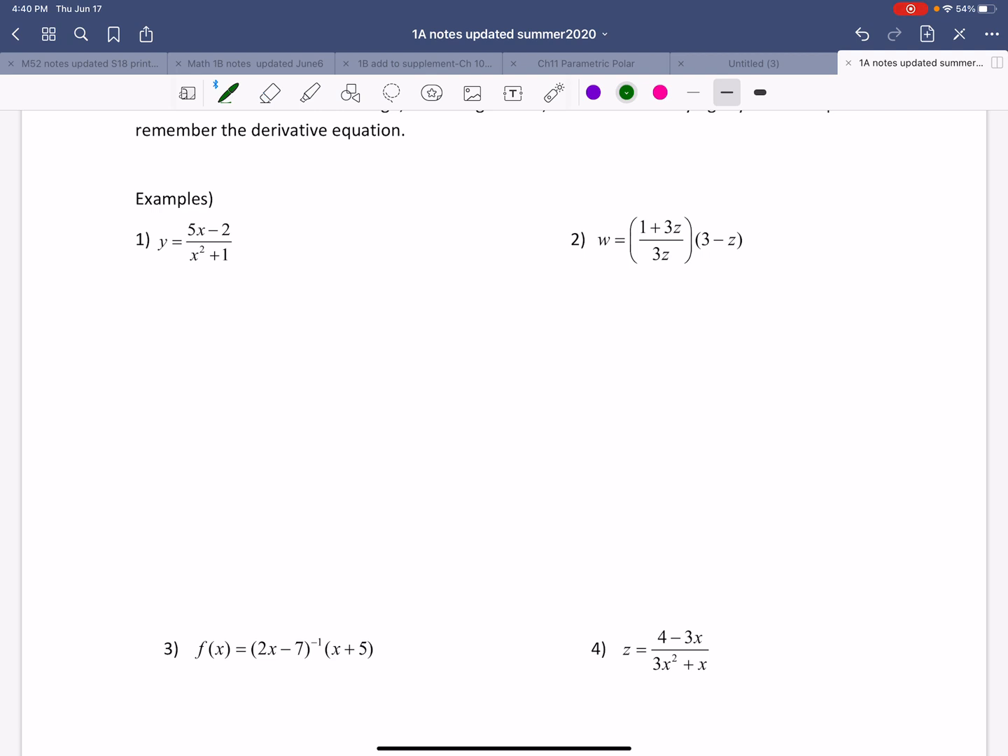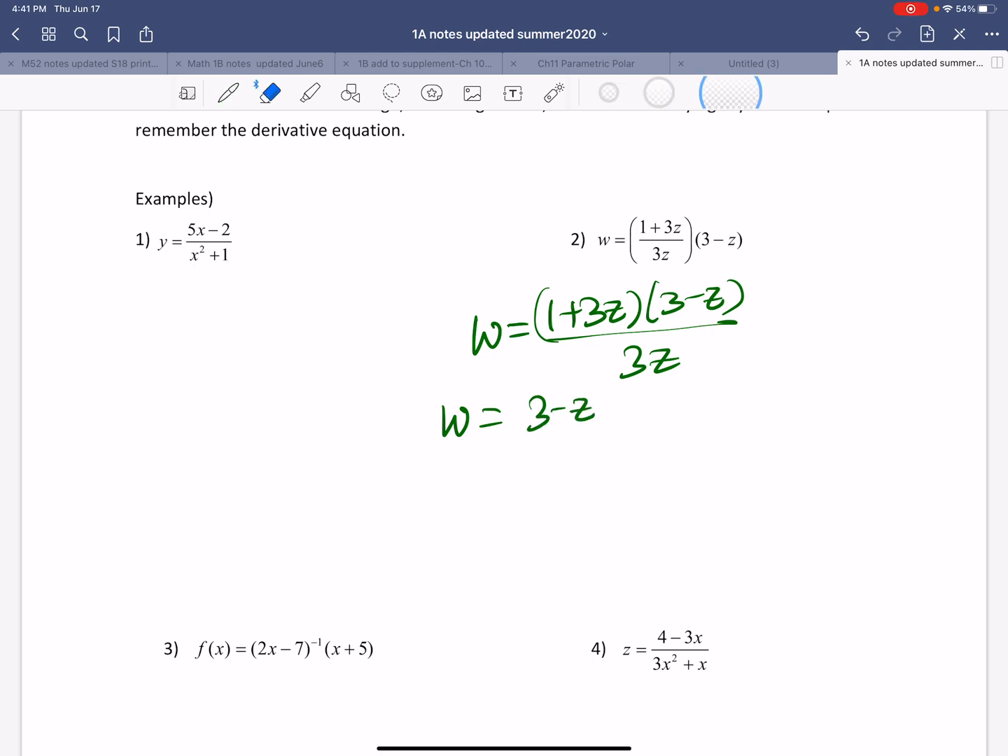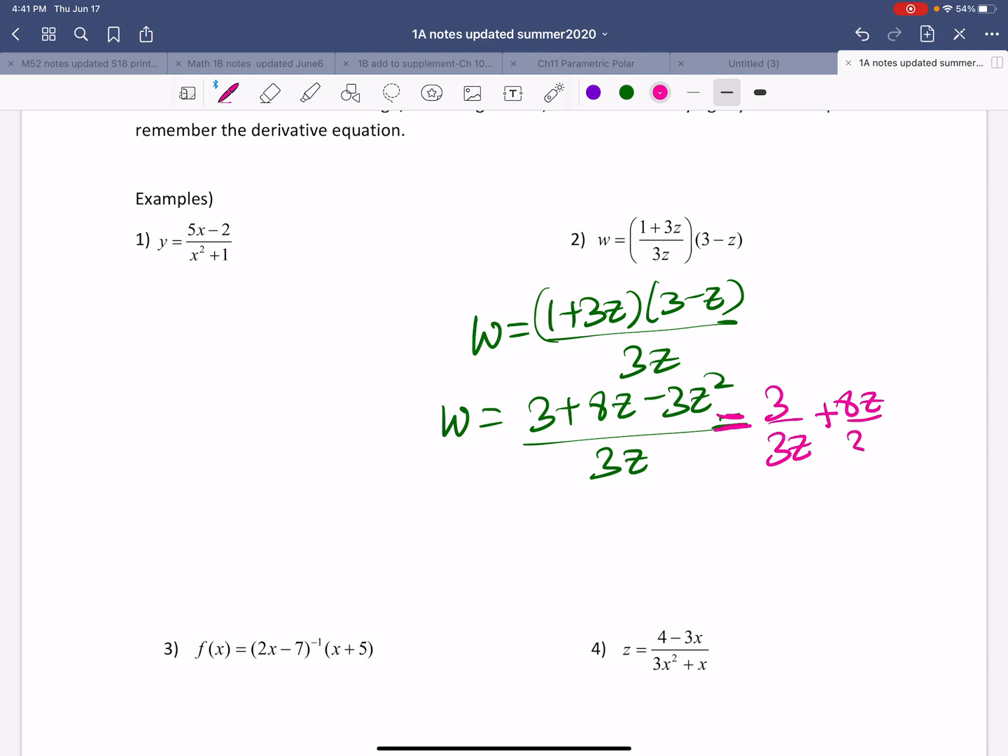Okay, so we have w equals (1 plus 3z) times (3 minus z) over 3z. Let's go ahead and do the product on the numerator. We just did that. That's going to be 3 plus 8z minus 3z squared divided by 3z. And I can write it as 3 separate fractions. That might be easier than applying the quotient rule. So 3 over 3z plus 8z over 3z minus 3z squared over 3z.